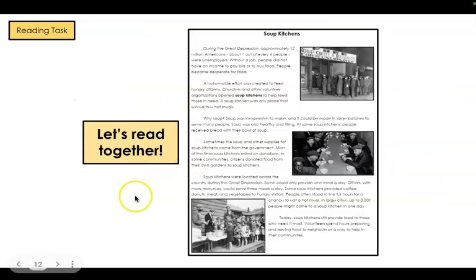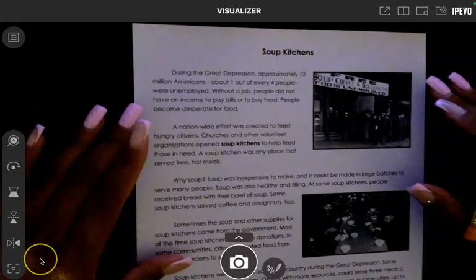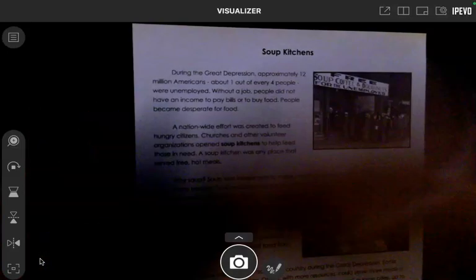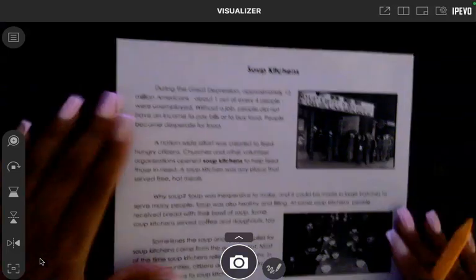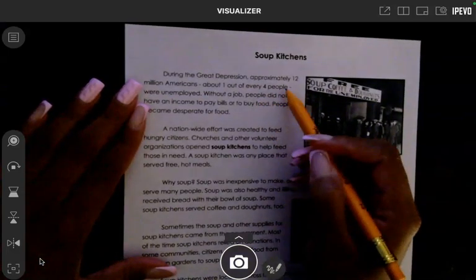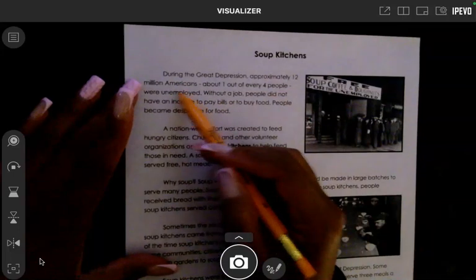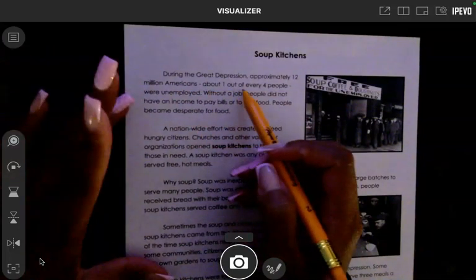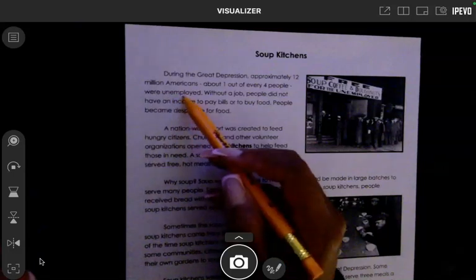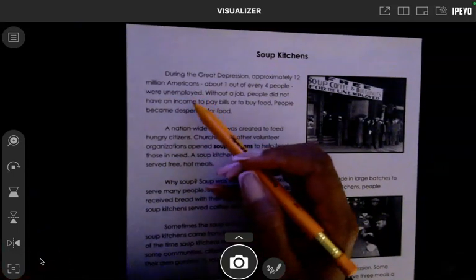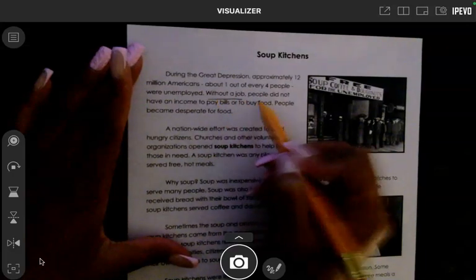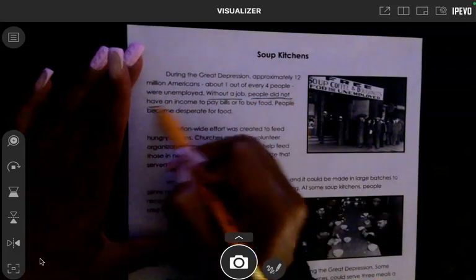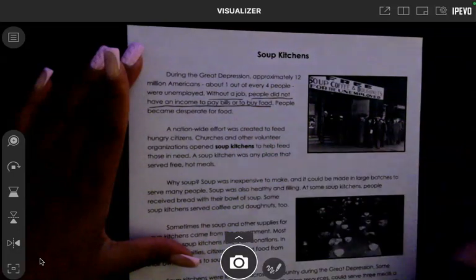So let's look at your passage. So soup kitchens, you should have your name and number at the top. Of course, you're going to fold and glue it when you're done. So during the Great Depression, approximately 12 million Americans, which is about 1 of every 4 people, were unemployed. So we talked about this on Monday. Lots and lots of people unemployed, which means they are without a job. Without a job, people did not have an income to pay the bills or to buy food.